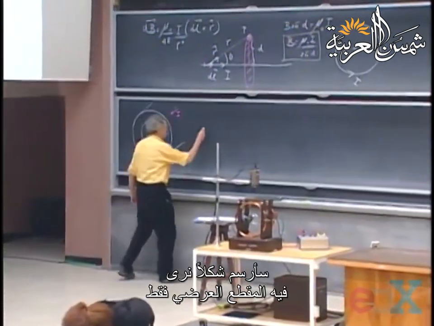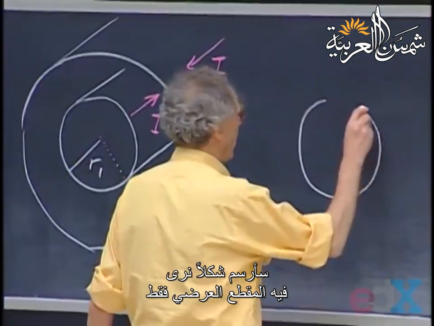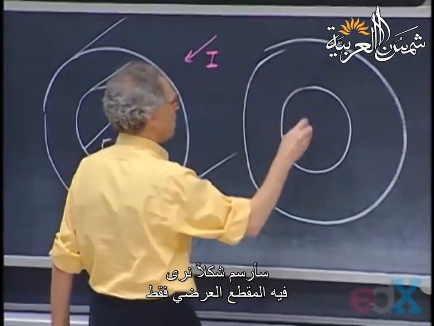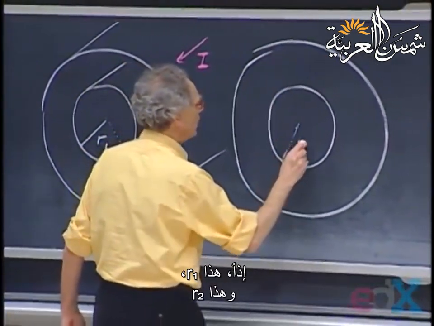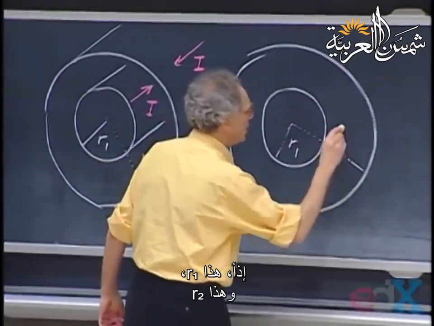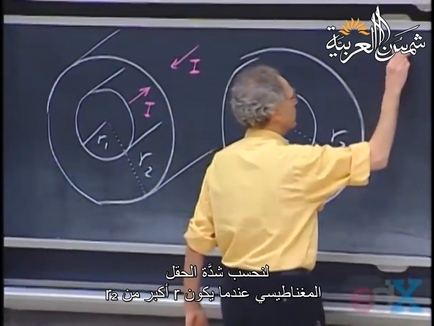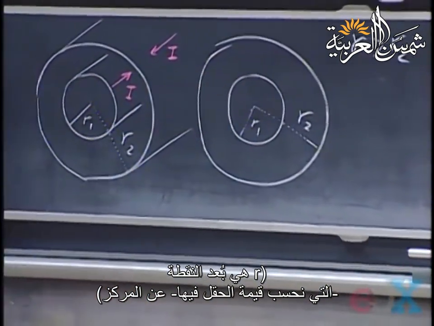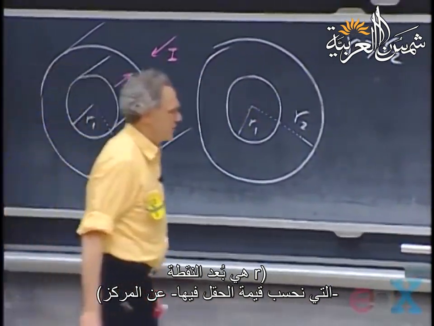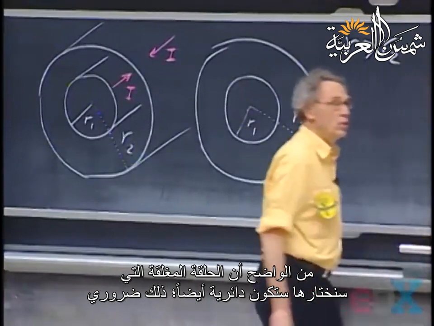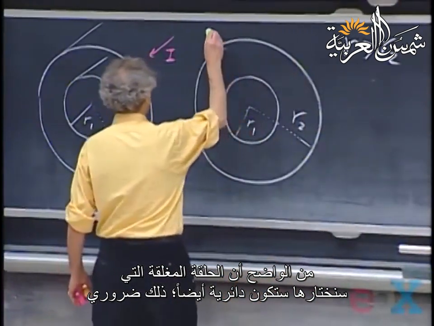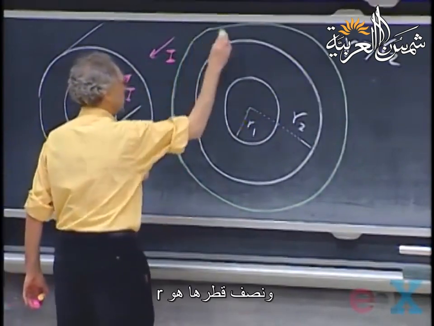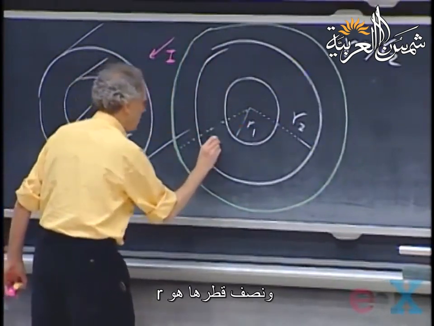I will make a drawing whereby we only see the cross section. So this is R1, and this is R2. And let's first calculate the magnetic field for r being larger than R2. It's immediately obvious that the closed loop that you choose is going to be a circle. That is a must. Radius r.